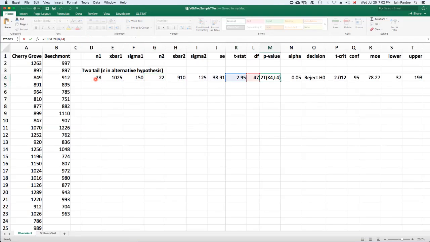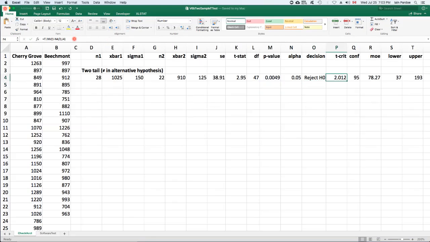We'll do a two-tail test here. And so our p-value is the sum of the probabilities under the curve to the right of 2.95 and to the left of minus 2.95 for a t-distribution with 47 degrees of freedom. And this function here, t.dist.2t, will calculate that directly. So we just put in the test statistic and the degrees of freedom, and it calculates that two-tail p-value. In this case, it's below our significance level alpha, and so that allows us to reject the null hypothesis. There's evidence here that the two sample means are not the same.